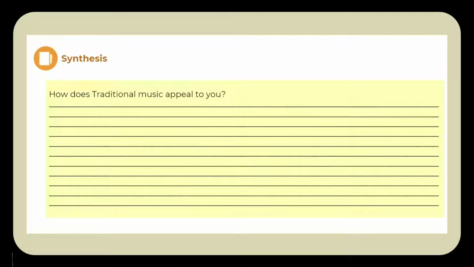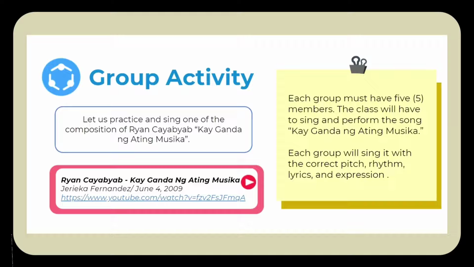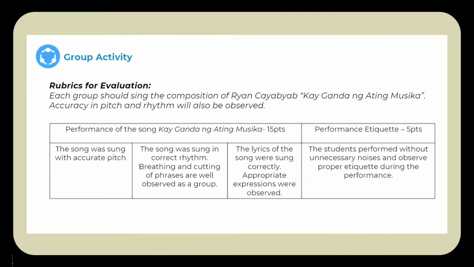Congratulations, musicians! Now, get ready to sing by group. Each group must have 5 members. The class will have to sing and perform the song Kagandahang Musika. Each group will sing it with the correct pitch, rhythm, and lyrics. You will be graded by the rubric posted above.